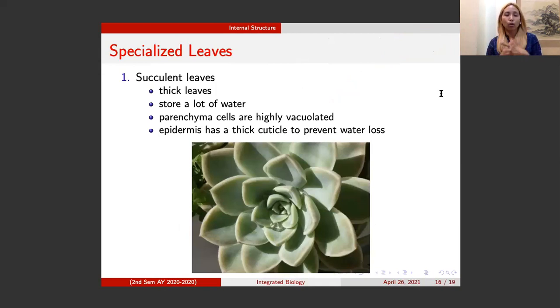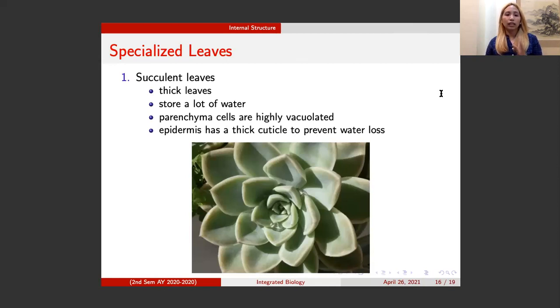leaves. They store a lot of water, okay? And this is due to their parenchyma being highly vacuolated, and that's the reason why they can store a lot of water. They also have very thick epidermis and very thick cuticle to prevent water loss. Why? Because most succulent leaves are actually found in very arid areas, no? Like the desert. Yan. So, sa mga maiinit.